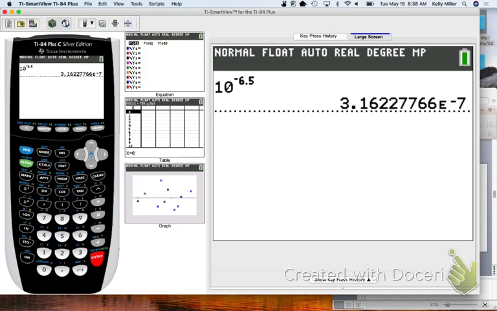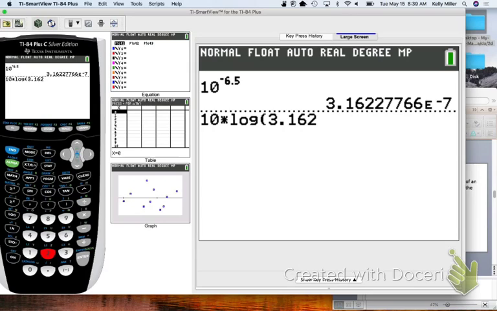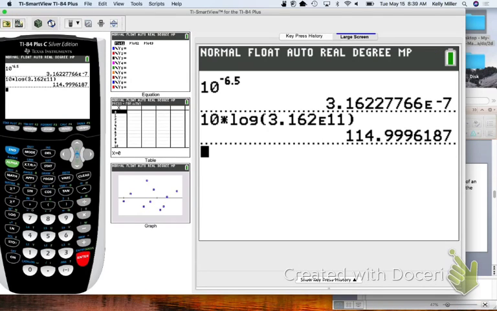So if I type in 10, there we go, times the log of, what was it, 3.126? Did I get that right? I did, 3.162, not 3.126. Okay, and then you can hit second, and then the comma sign, and it brings up that scientific notation E. And then I can just type in 11, and it'll give it to me in scientific notation. So I would round that to 115 decibels.